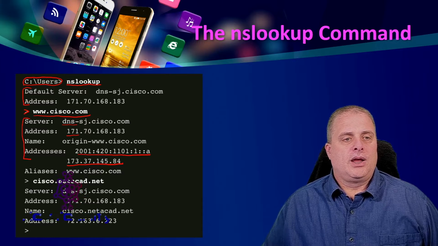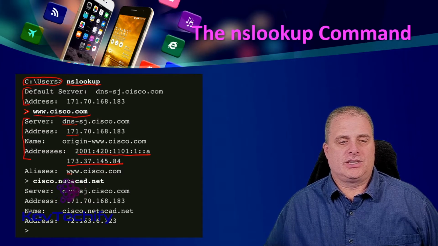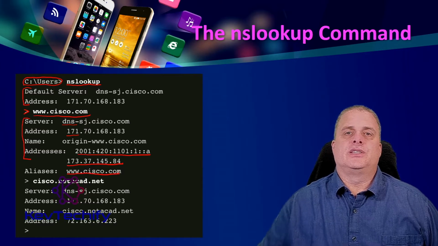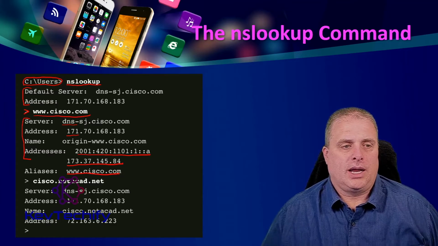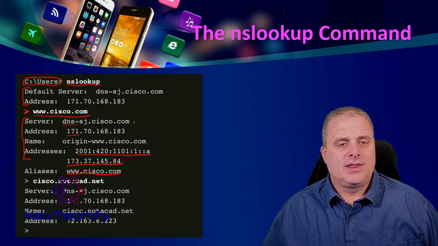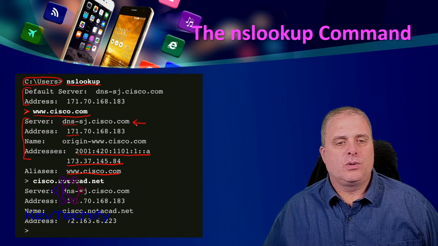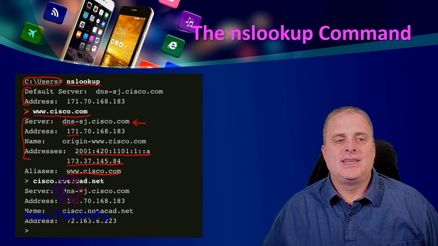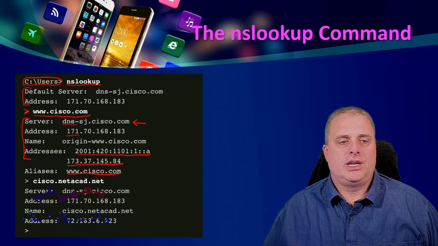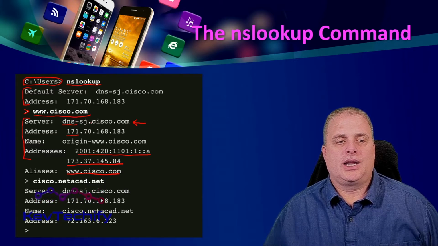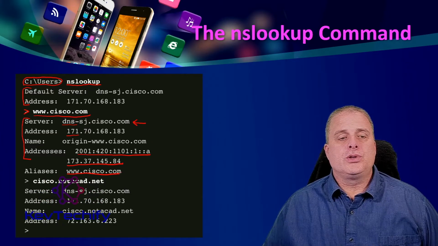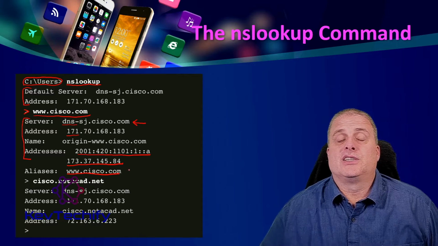And we say, here is the aliases of that. And what an alias is also known as name. So the actual server, this is the actual server name. So if you go into the properties of the server, it's going to say this is our actual server, dns-sj.cisco.com, but it's also known as www.cisco.com.